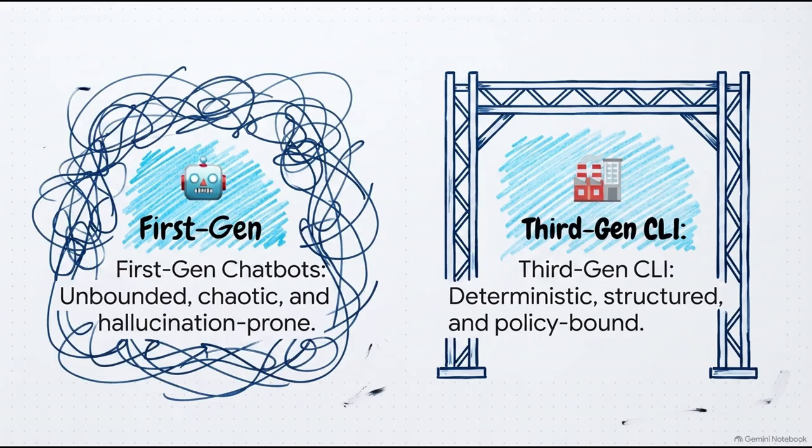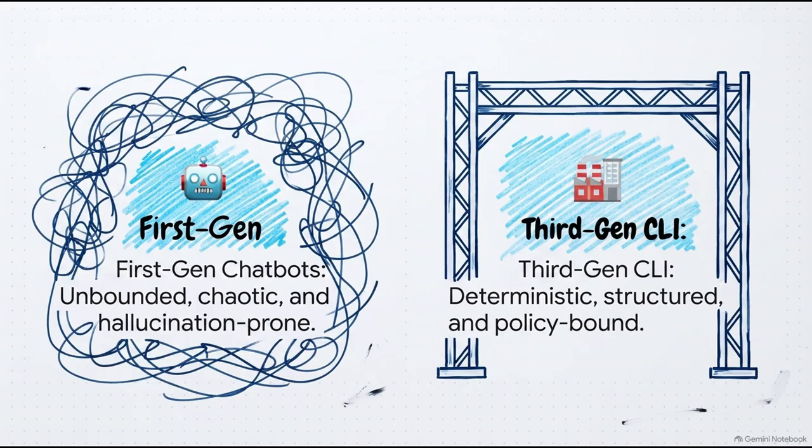We are finally, thankfully, leaving behind the era of those first and second generation chatbots. Those tools were unbounded, they were chaotic, and let's face it, highly prone to hallucinating code that just didn't work in your specific environment. It just left you manually copying, pasting, and debugging all their mistakes. But now, we're entering the era of the third generation CLI harness. This new paradigm is deterministic, it's highly structured, and strictly policy-bound.